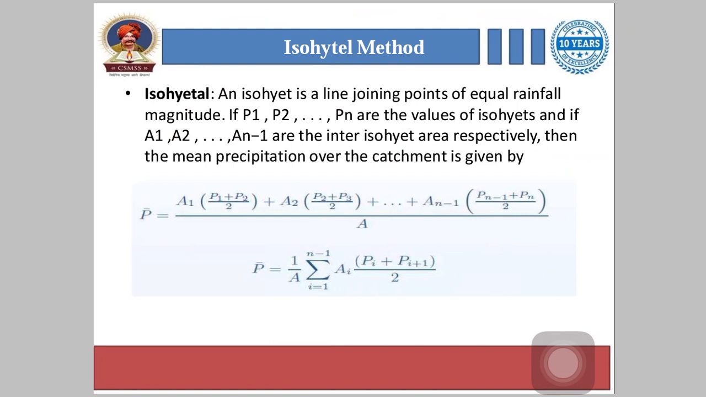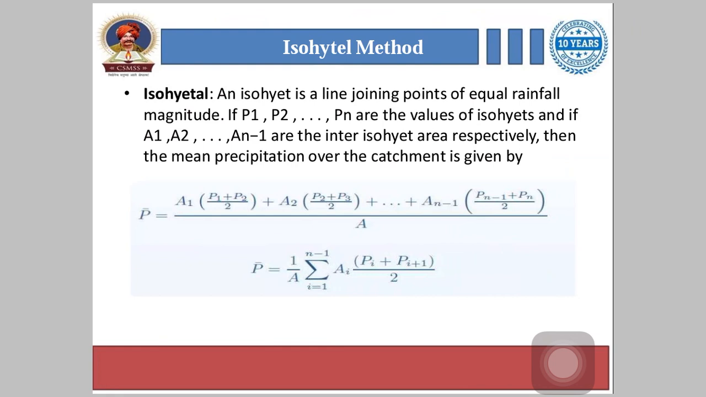And next we will see the isohyetal method. What is an isohyet? An isohyet is a line joining the points of equal rainfall magnitude. So isohyets are the contours of equal rainfall. In this method rainfall values recorded at various rain gauge stations are collected and an isohyetal map is prepared, and the area between the successive isohyets is measured with the help of a planimeter.